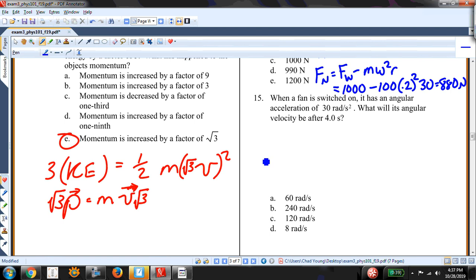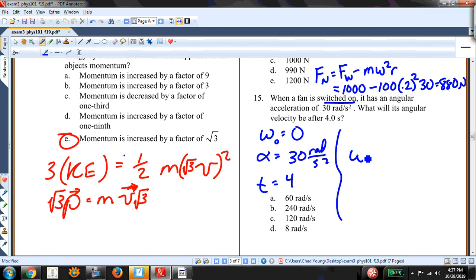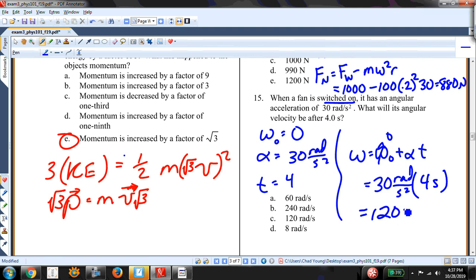The fan is switched on. It has an angular acceleration of 30 radians per second squared. Omega naught is 0 because it's switched on. Alpha is equal to 30. T equals 4. I want to know what is the angular velocity. Omega equals omega naught plus alpha t. This is 0. So omega is just alpha times t. That's 30 times t, which is 4 seconds. That's 120 radians per second.